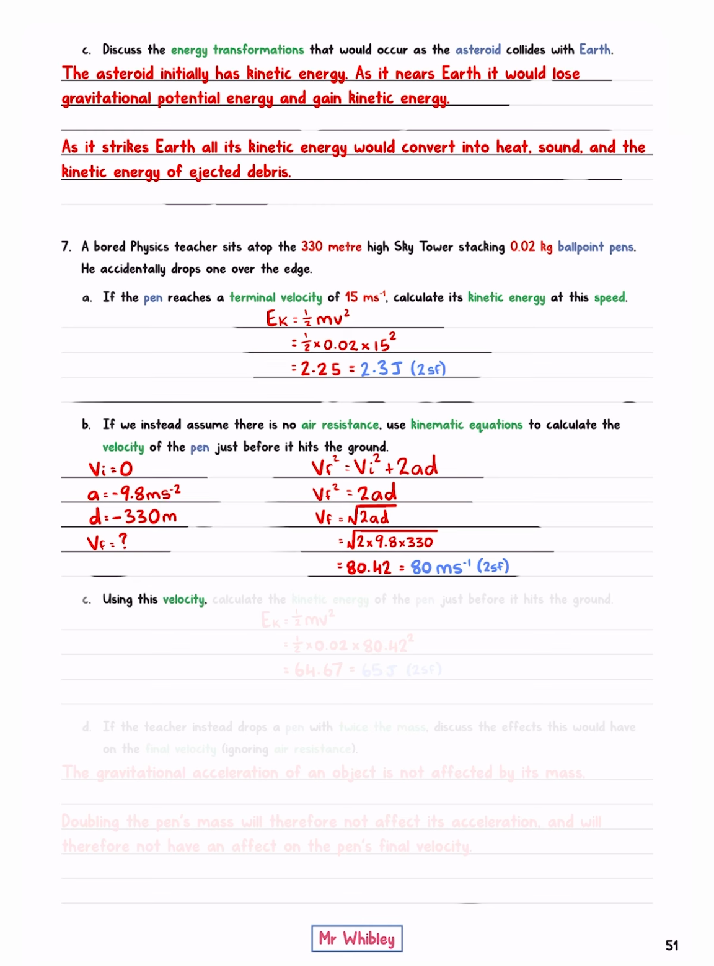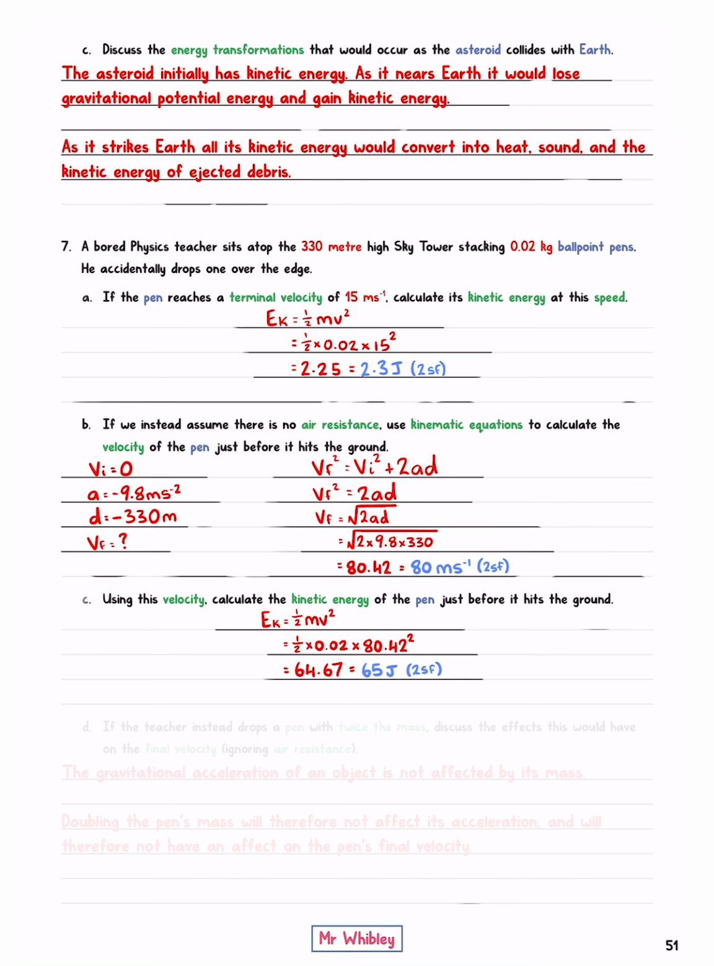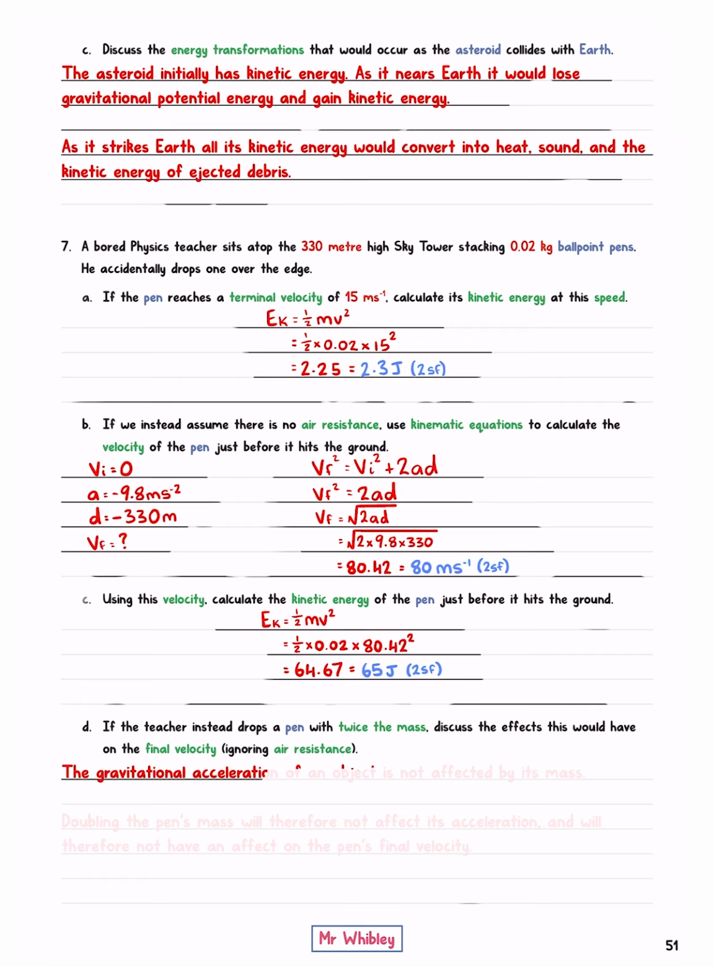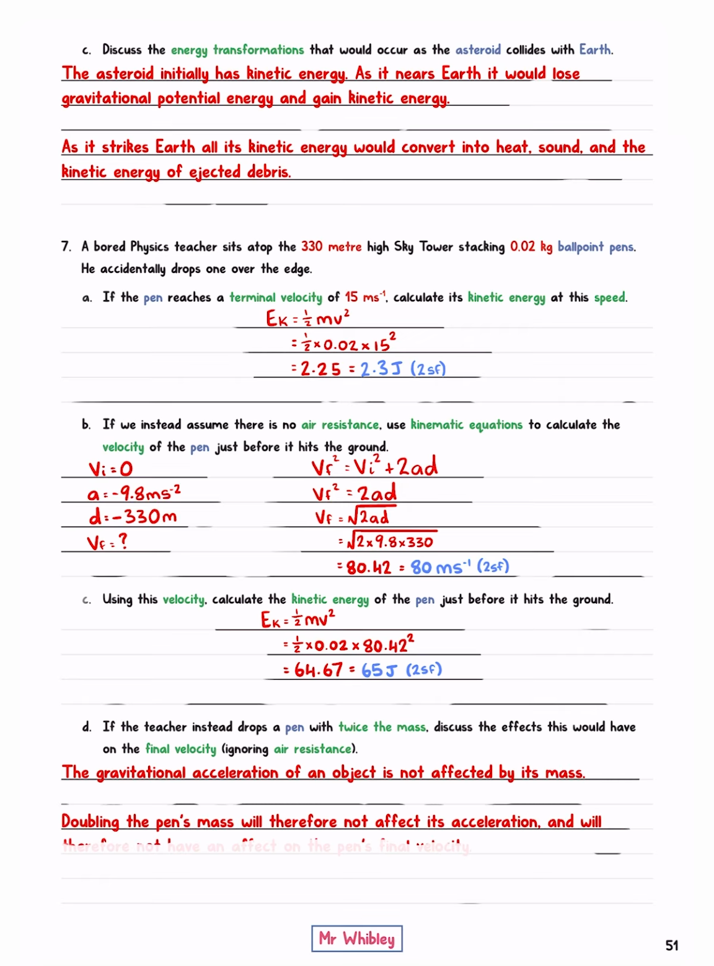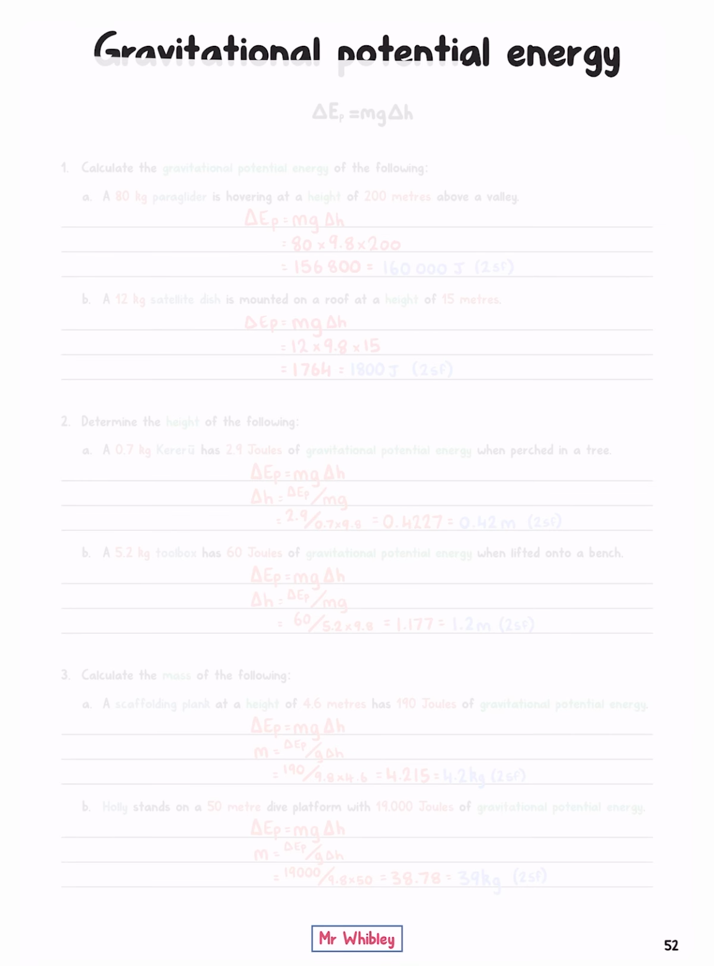Using this velocity, calculate the kinetic energy of the pen just before it hits the ground. We have our kinetic energy equation, putting in our mass and our new velocity, gives us 64.67 or 65 joules to two significant figures. If the teacher instead drops a pen with twice the mass, discuss the effects this would have on the final velocity, ignoring air resistance. The gravitational acceleration of an object is not affected by its mass. Doubling the pen's mass will therefore not affect its acceleration, and will therefore not have an effect on the pen's final velocity.